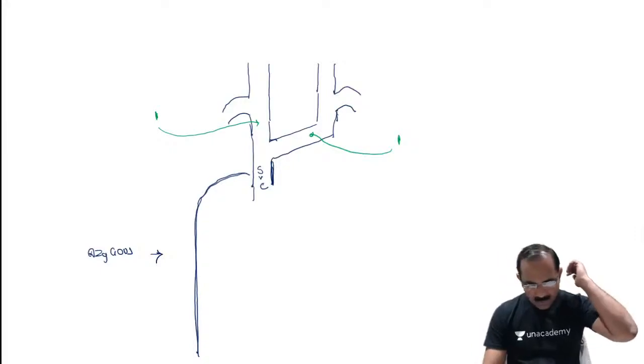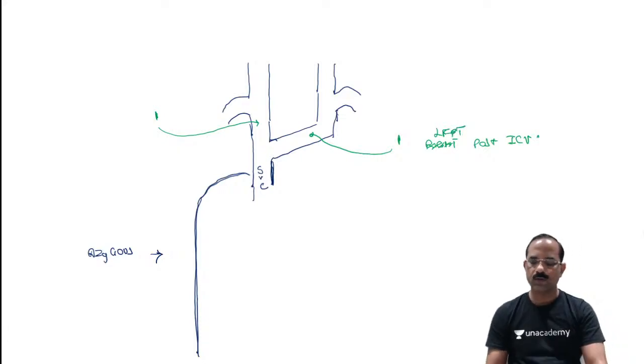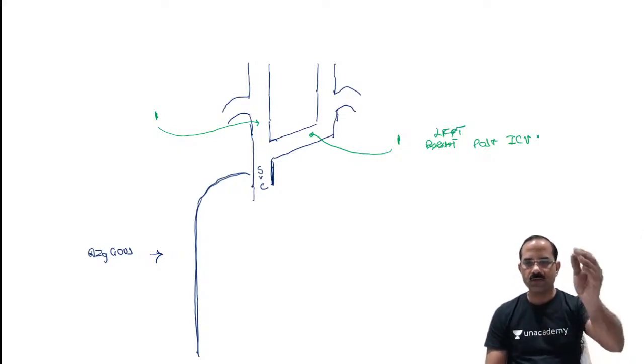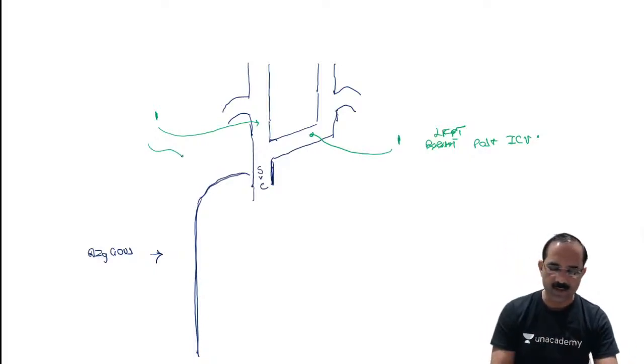The first right posterior intercostal vein. This is the first, right. This would be the left posterior intercostal vein. The first left posterior intercostal vein drains into the left brachiocephalic. The first right posterior intercostal vein drains into the right brachiocephalic.